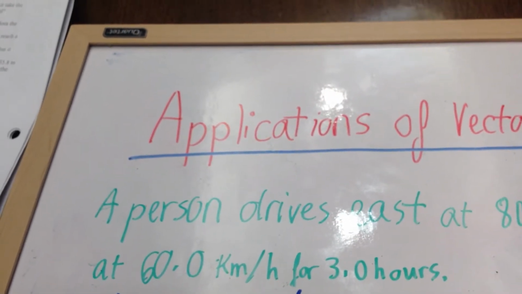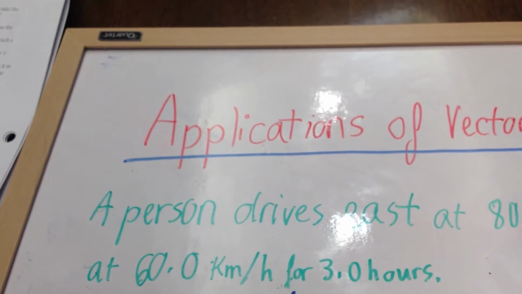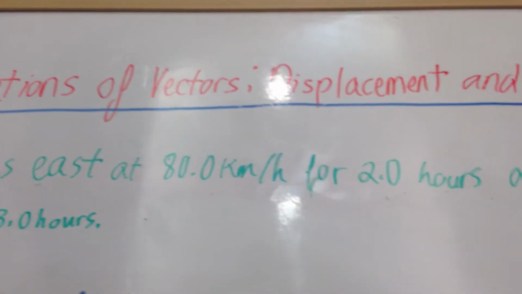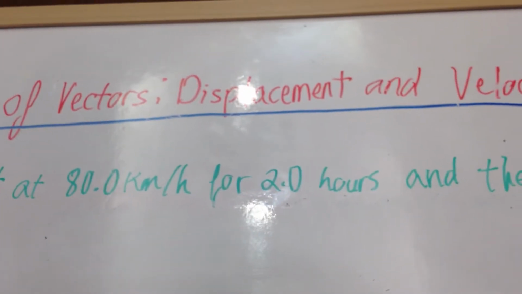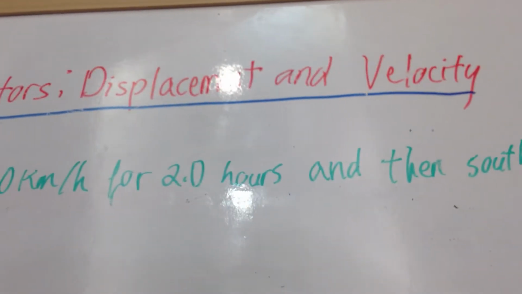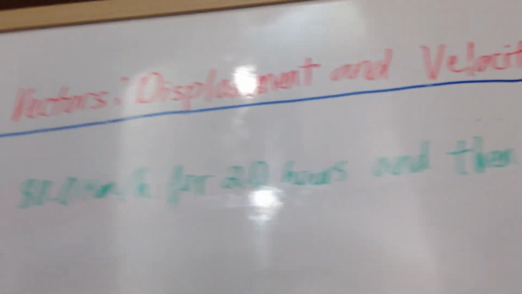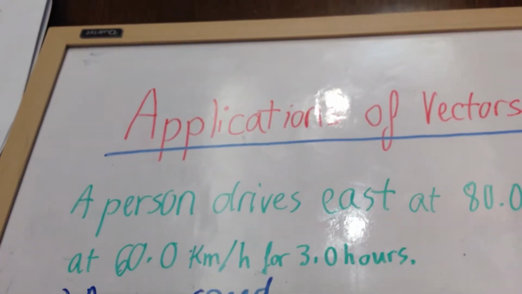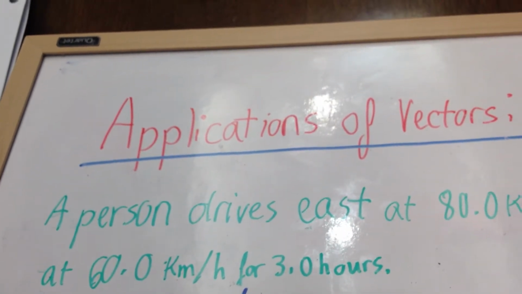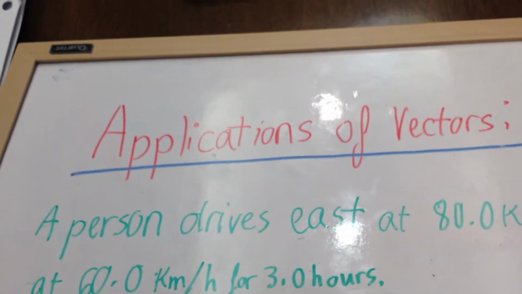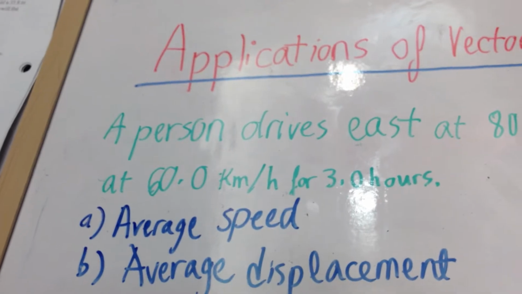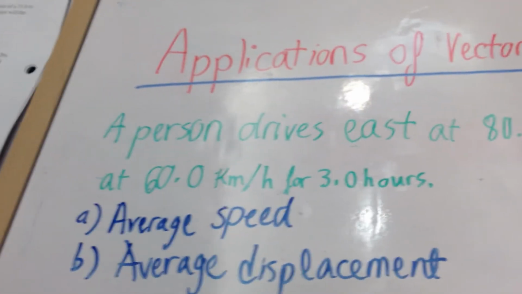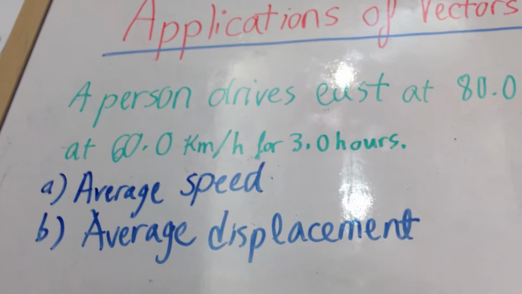Now in the specific example, it states, a person drives east at 80.0 kilometers an hour for 2.0 hours, and then south at 60.0 kilometers an hour for 3.0 hours. Part A asks, what is the average speed? And Part B states, determine the average displacement.